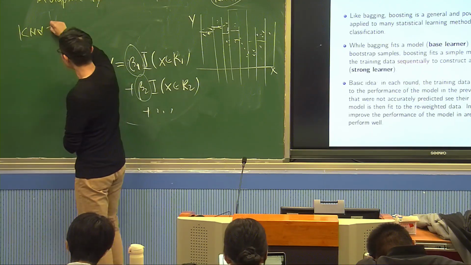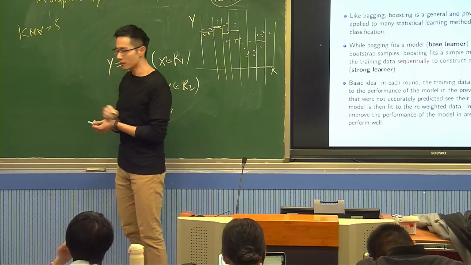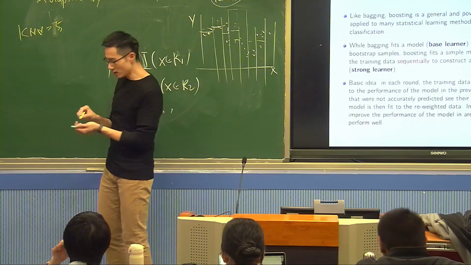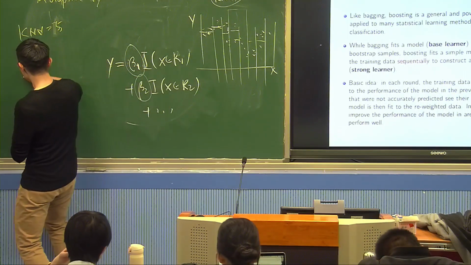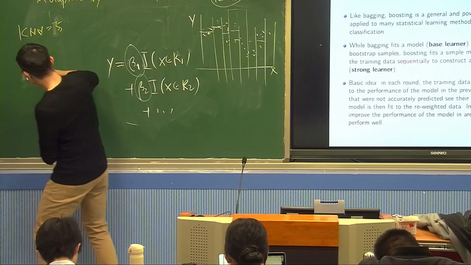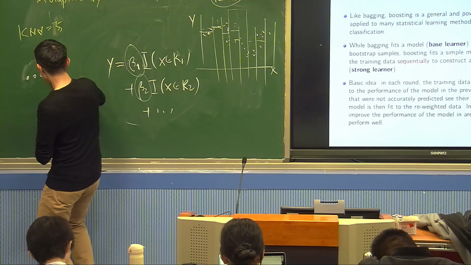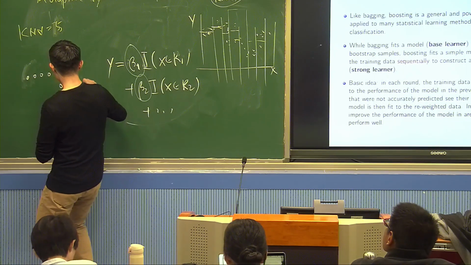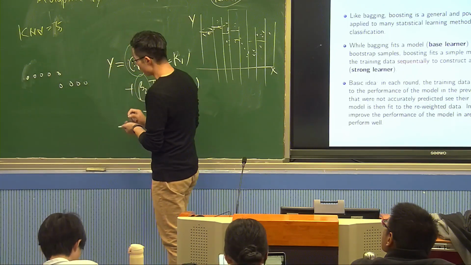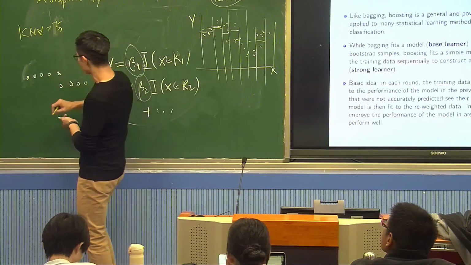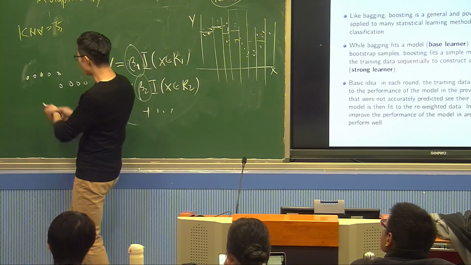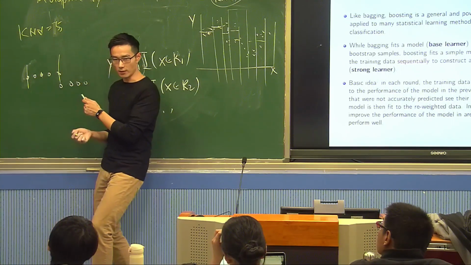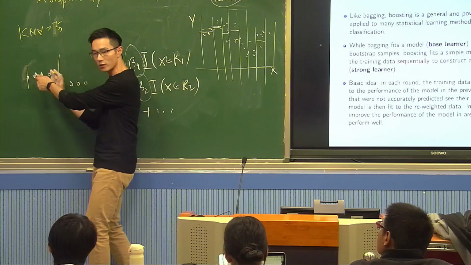K nearest neighbor with k equal to 5. What does it mean? It means if I have my data that look like this, 1, 2, 3, 4, 5, maybe something like that, right? So for the k nearest neighbor method, if k equals 5, for this point, I'm always going to use these 5 data points. The window doesn't become large, the window doesn't become small.